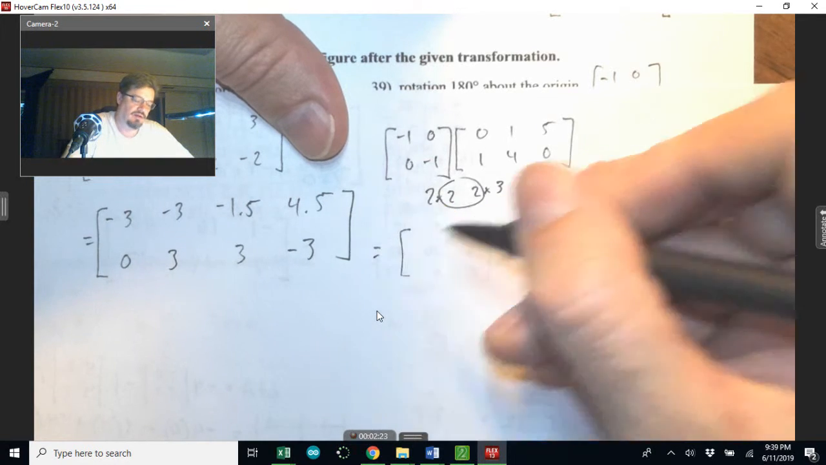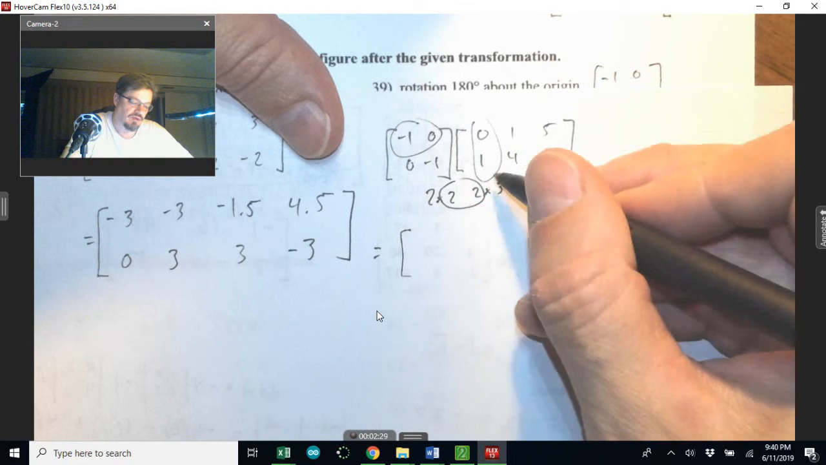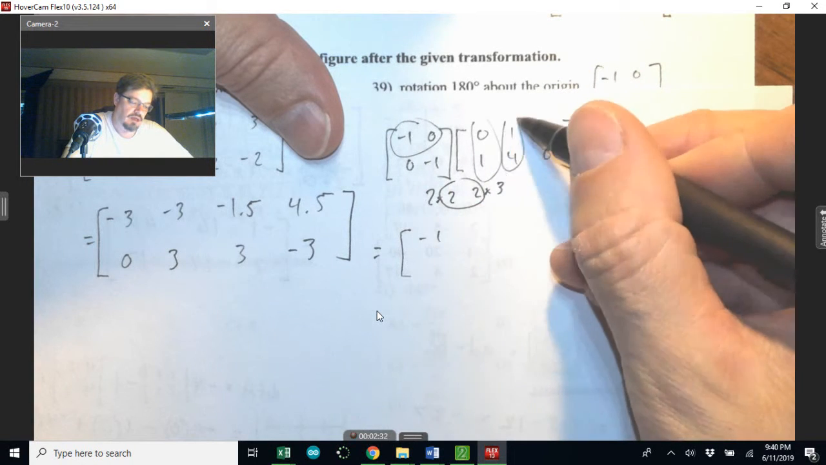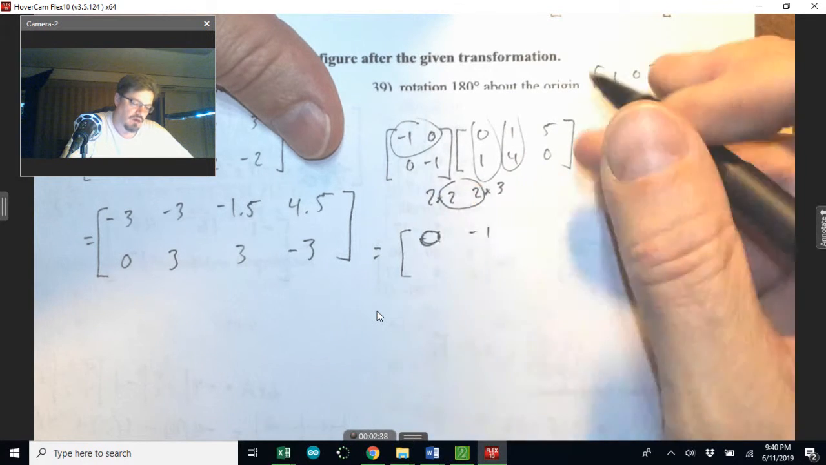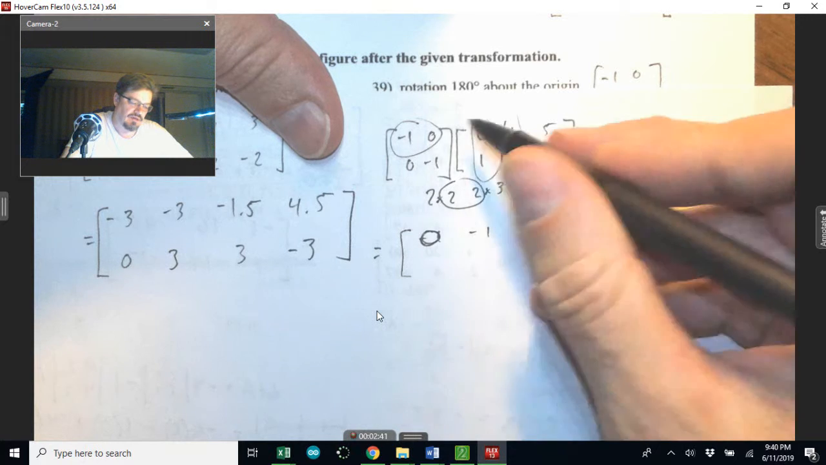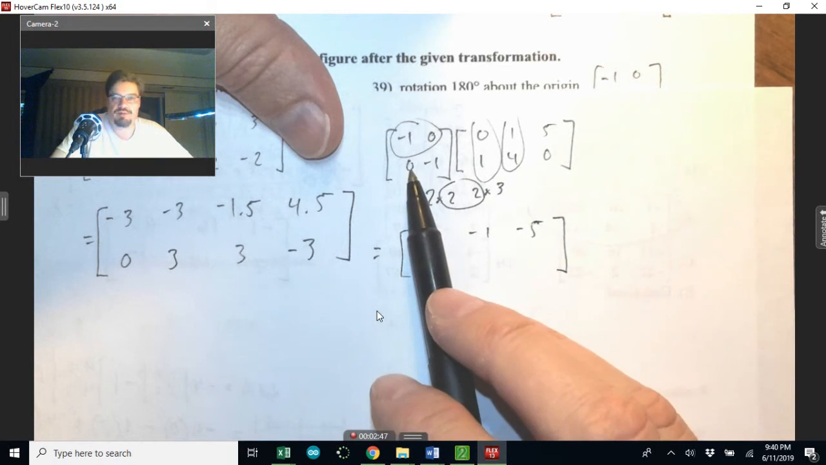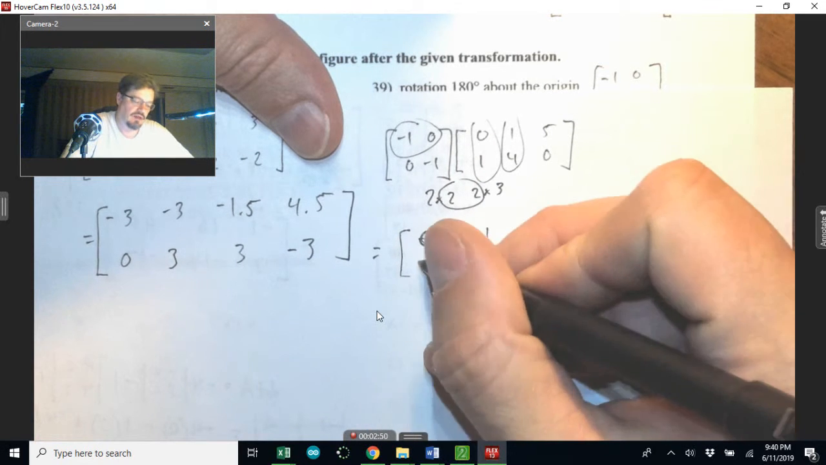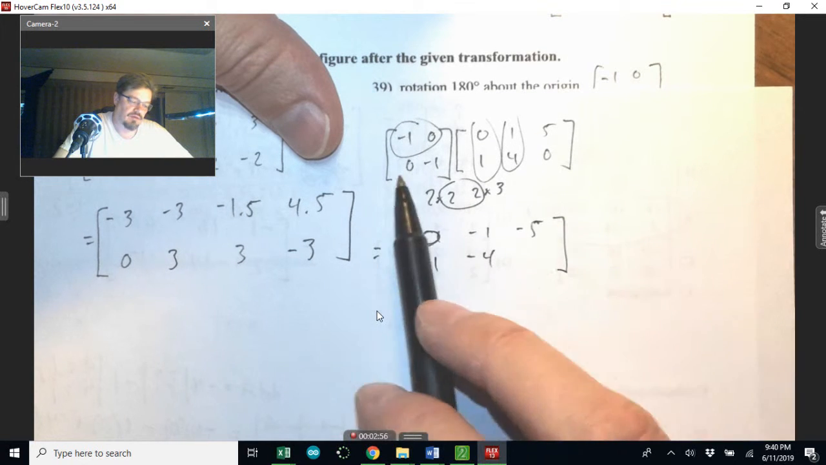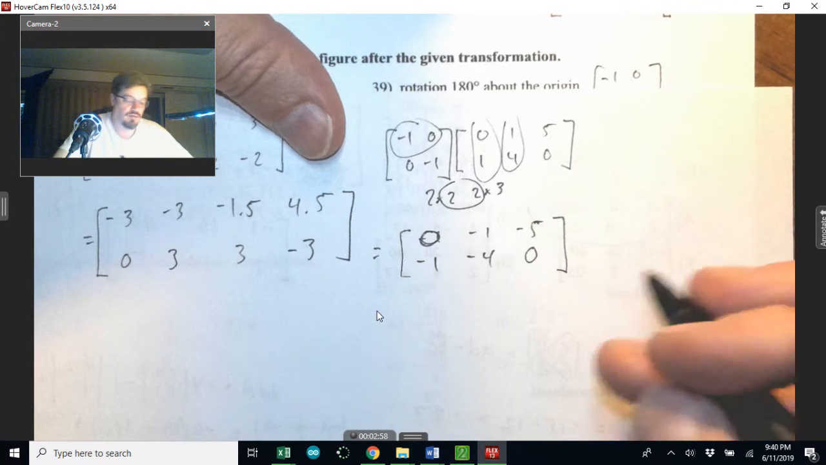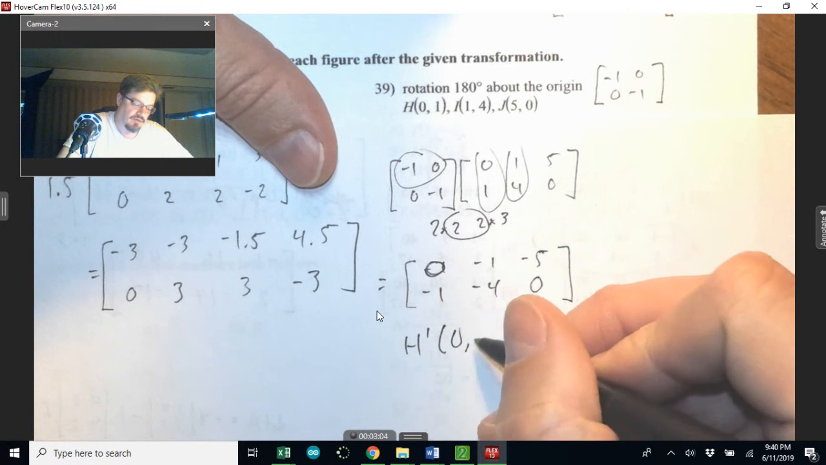Okay, so now we're going to go ahead and do that. And you probably figured out the pattern here. We circle this row, this column. That's going to be negative 1 plus 0. This will be negative 1 plus 0. This will be, wait a minute, no, that'll be 0, 0 plus 0, negative 1 plus 0. This one would be negative 5 plus 0. This one will be 0 plus negative 1, which is negative 1. This one will be 0 plus negative 4. This one will be 0 plus 0. Okay, and that's our point. So if H, we have H prime is now 0, negative 1.